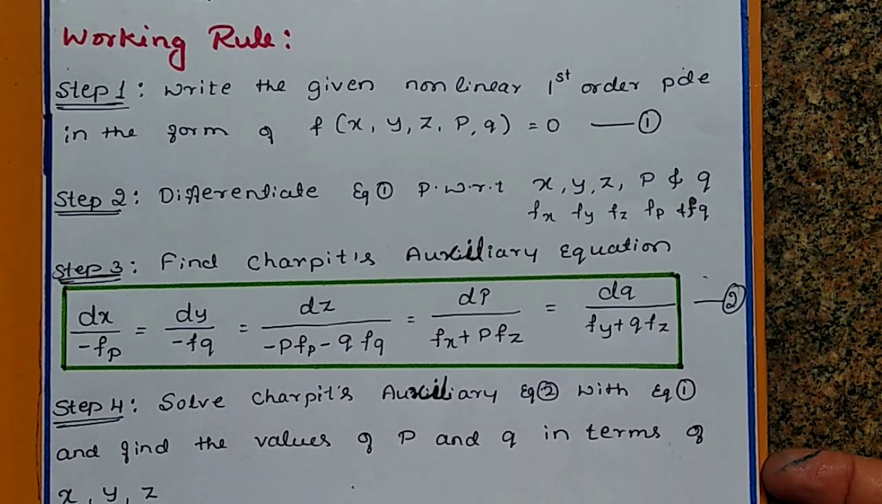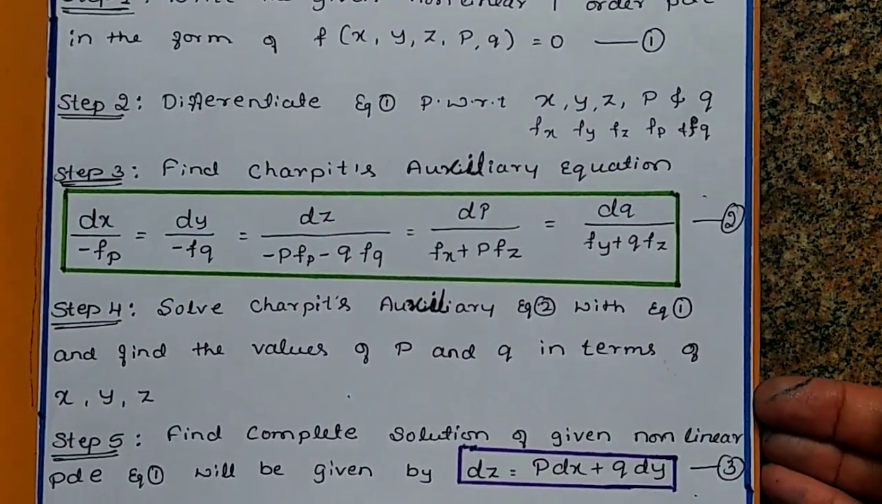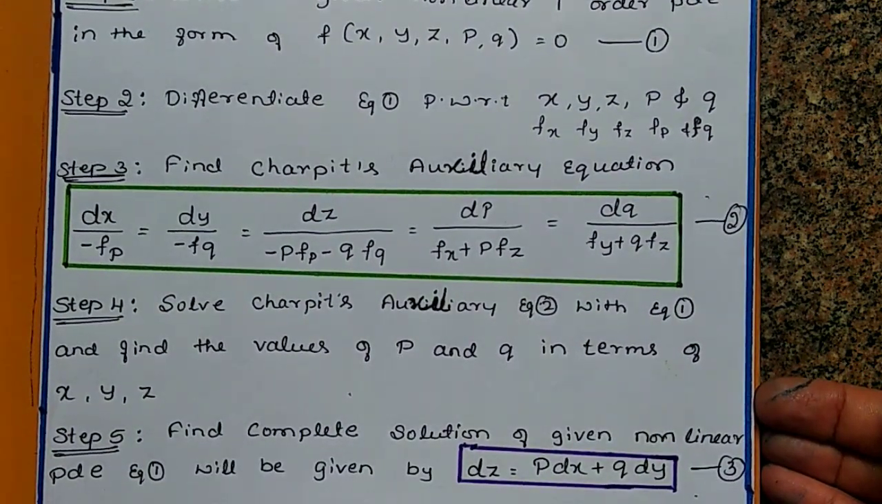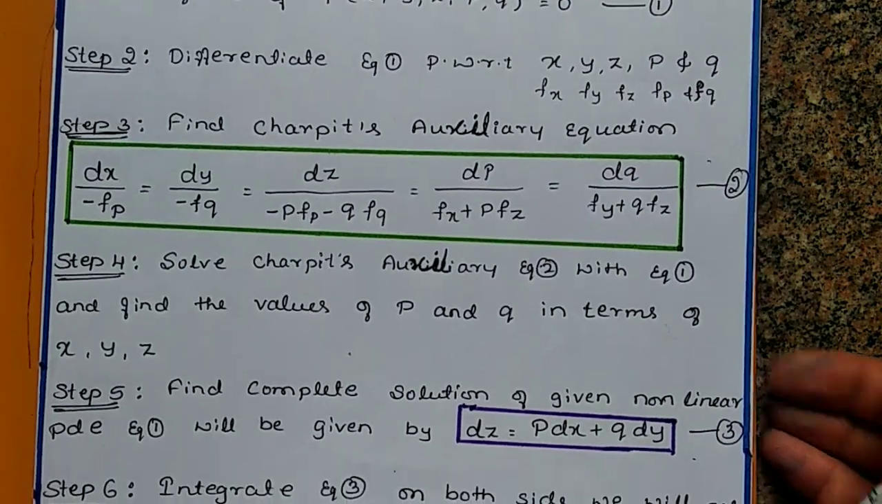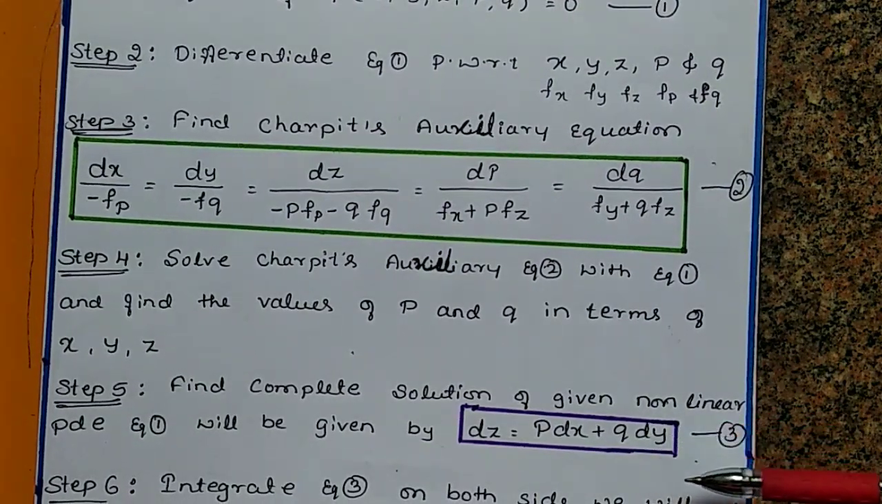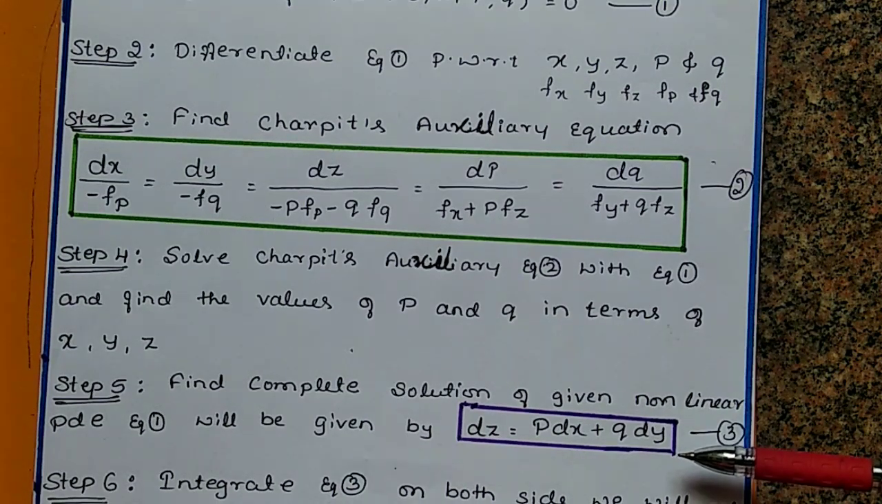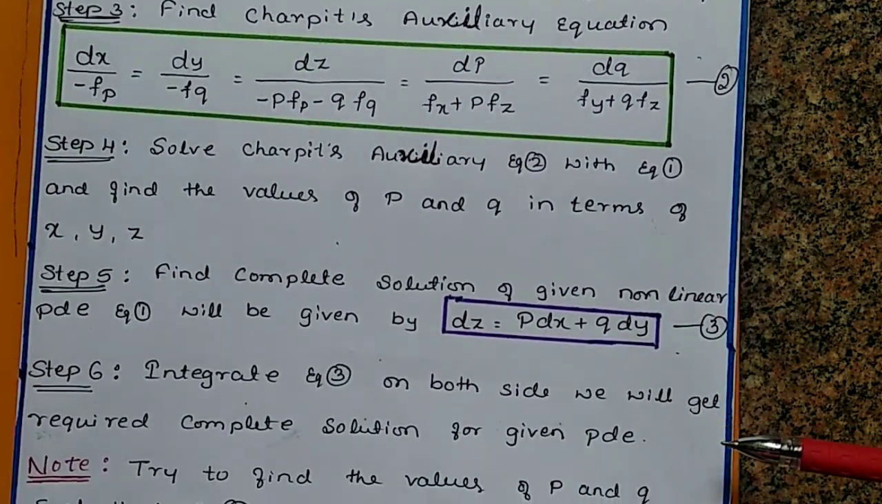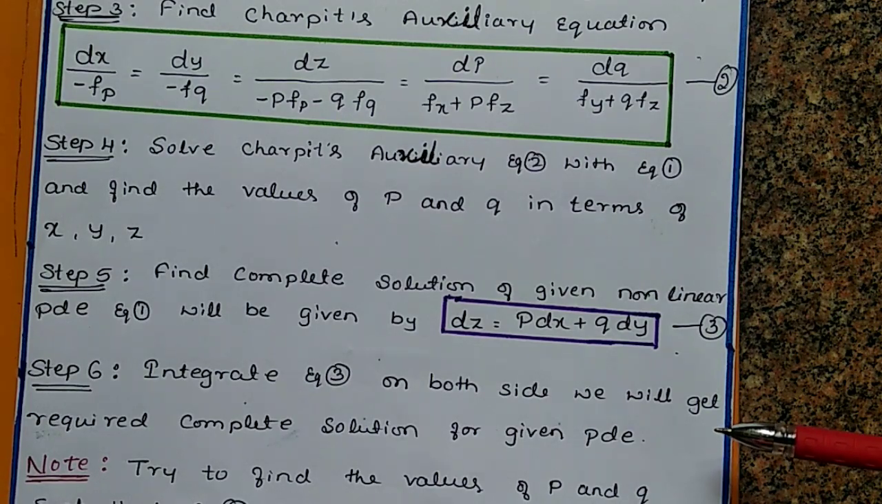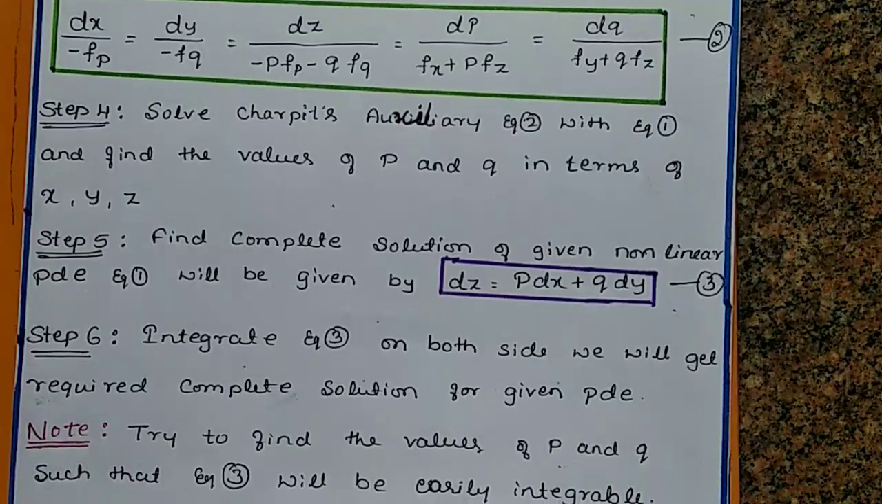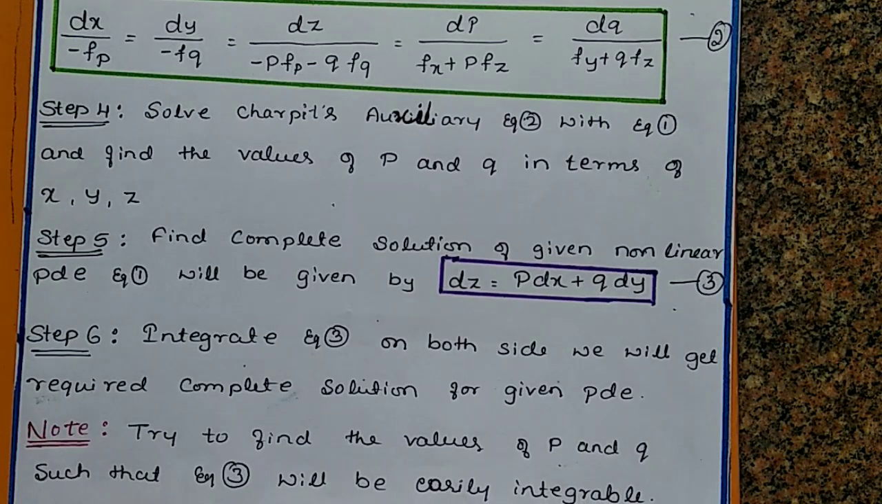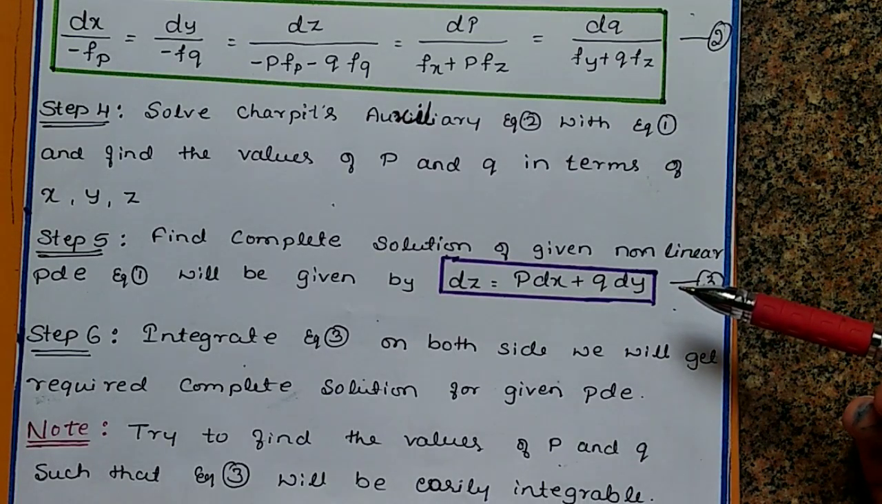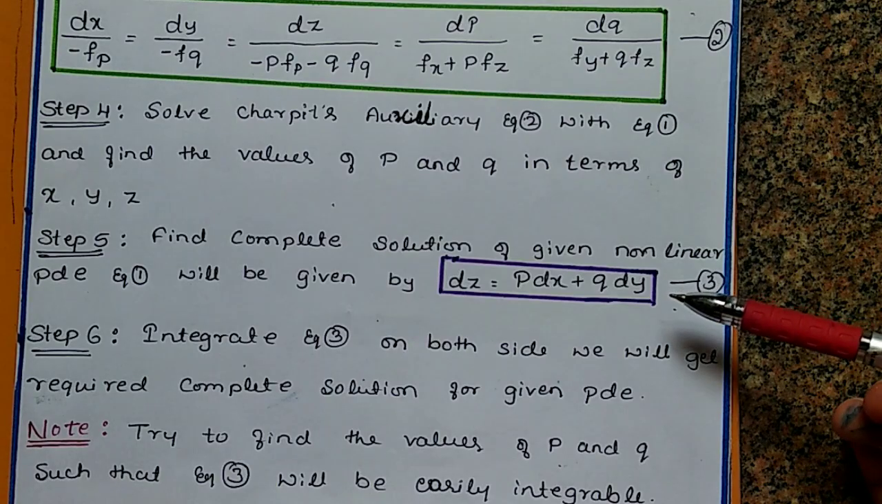Then find the values of p and q in terms of x, y, z. Then the complete solution of the given nonlinear PDE, which is of the form dz is equal to p into dx plus q into dy. Then substitute the values of p and q. Then integrate on both sides. Then we will get the complete solution for the given PDE. And try to find the values of p and q such that the equation 3 can be easily integrable.